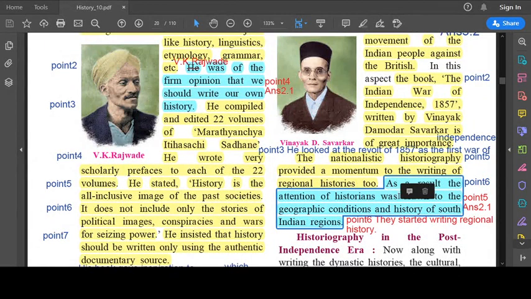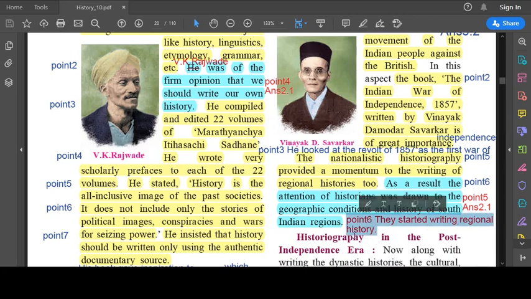That's point number 5. As a result, the attention of historians was drawn to the geographic conditions and history of South Indian regions. That's point 5. Point number 6, I have written it over here. Okay, children. Point 6, they started writing regional history. That's point number 6. They started writing regional history.